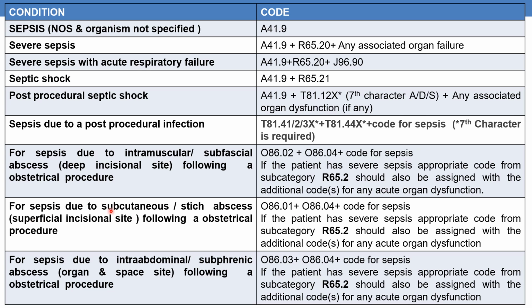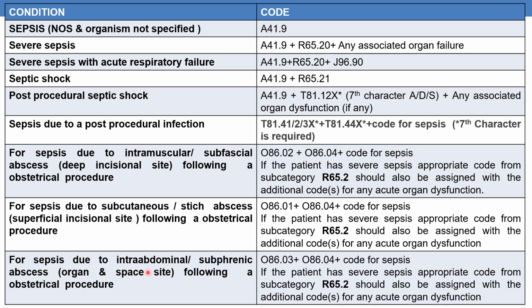Next, coming to sepsis due to subcutaneous or stitch abscess. This is nothing but superficial incisional site. Following an OB procedure, PDX should be O86.01 plus O86.04 plus the code for sepsis. And the below guideline is common. If the patient has severe sepsis, you need to code appropriately.